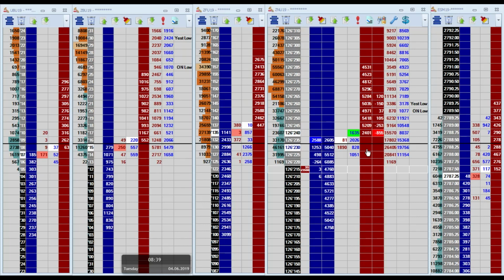Bonds still can't get going. They're still sitting, just lingering down here. Nobody's buying it. They should be getting bought up right now. Fuck me.